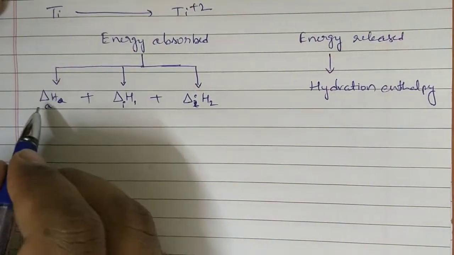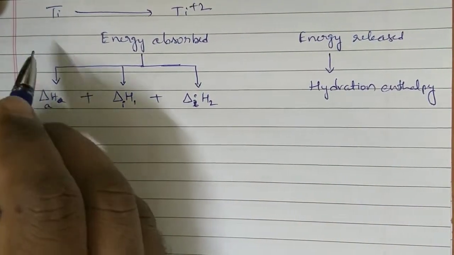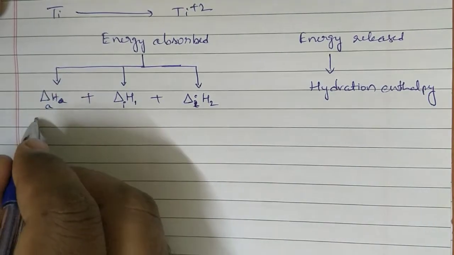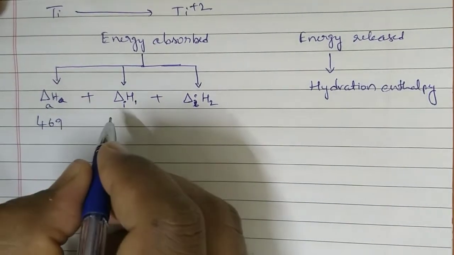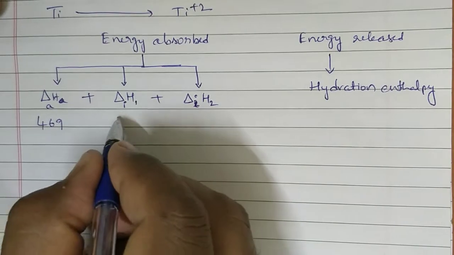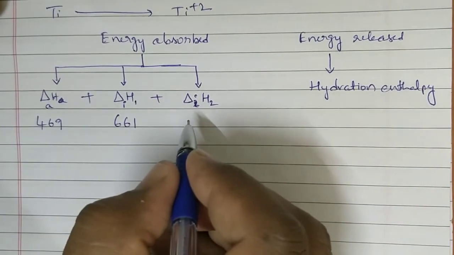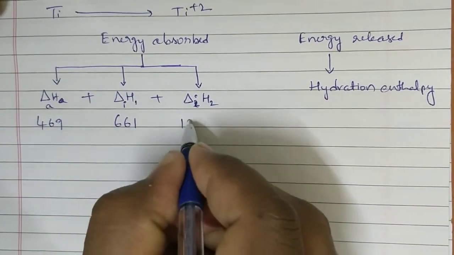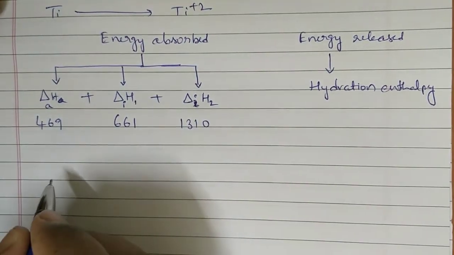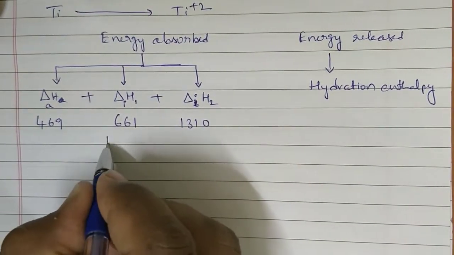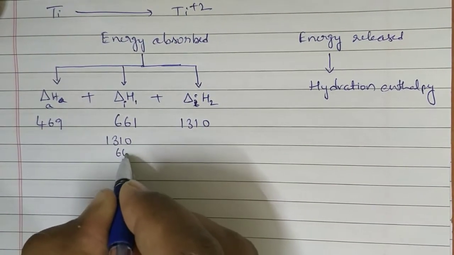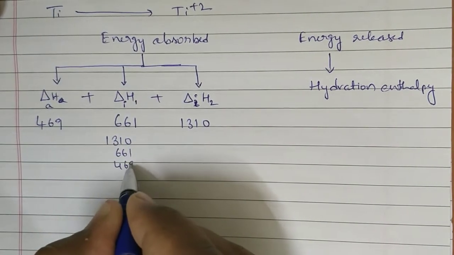Okay. Now what is the enthalpy of atomization for titanium? That is 469. First ionization enthalpy 661. Second ionization enthalpy 1310. This much amount of energy is going to be absorbed: 1310, 661, 469.